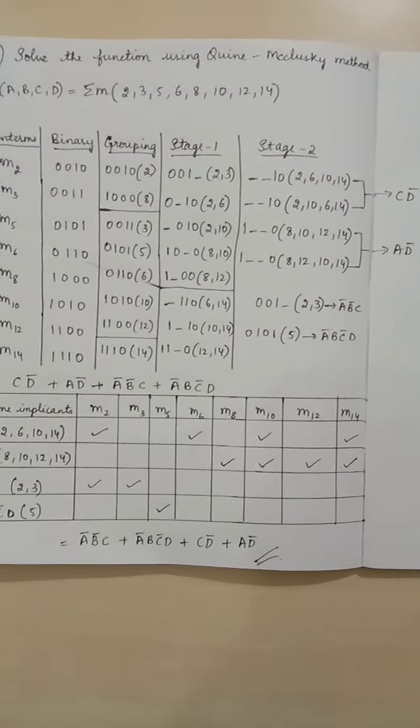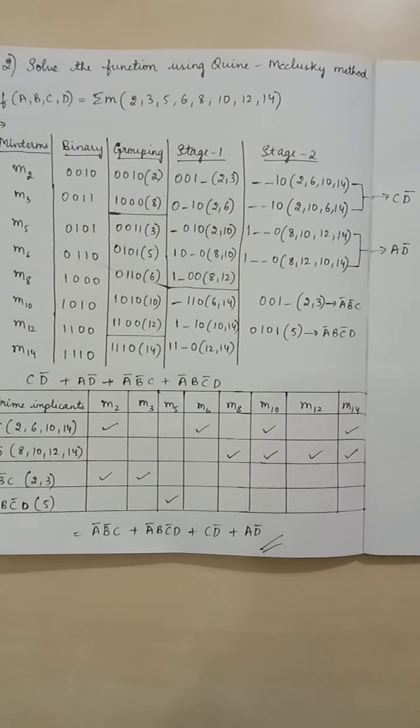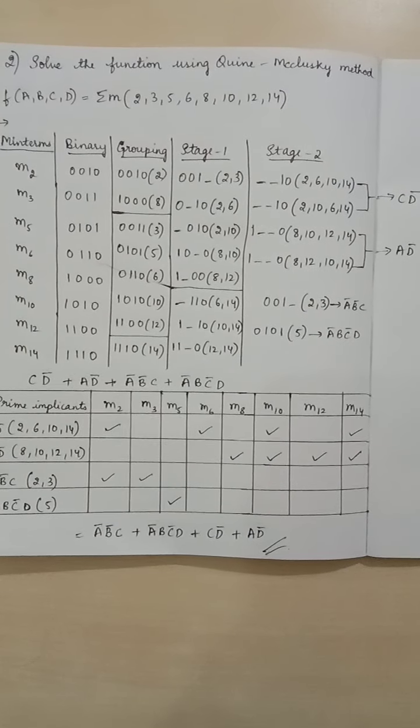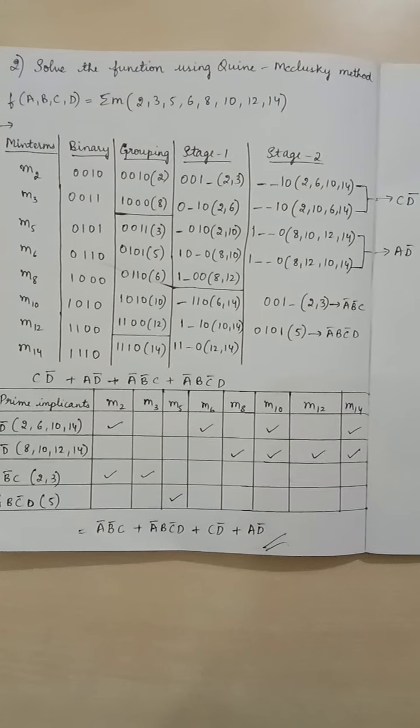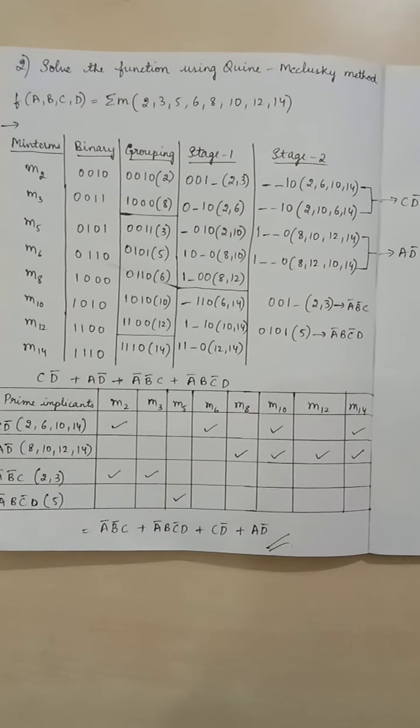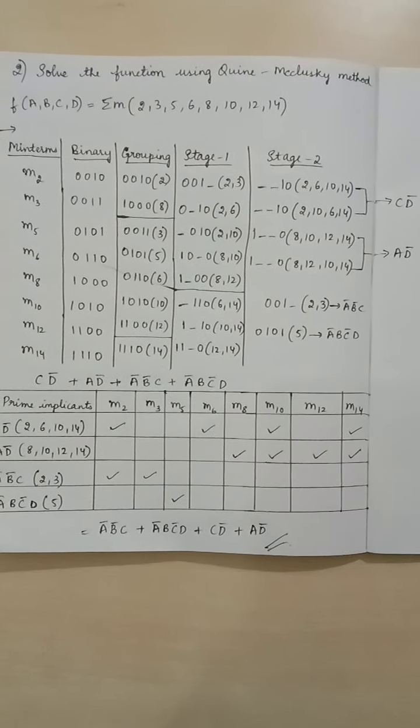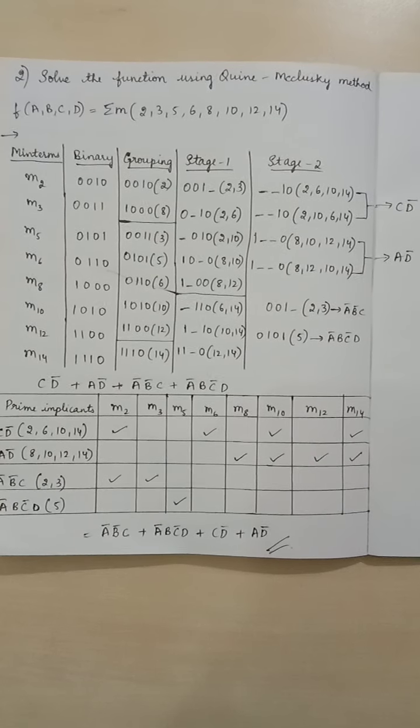Here, A and B places are empty, which means I should neglect A and B. In place of C, I have 1, and in place of D, I have 0. So the variables will be C D bar. In the same way, I get A D bar.